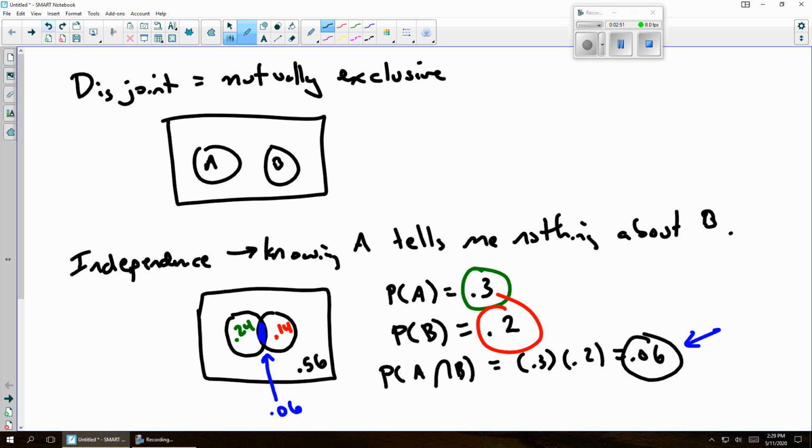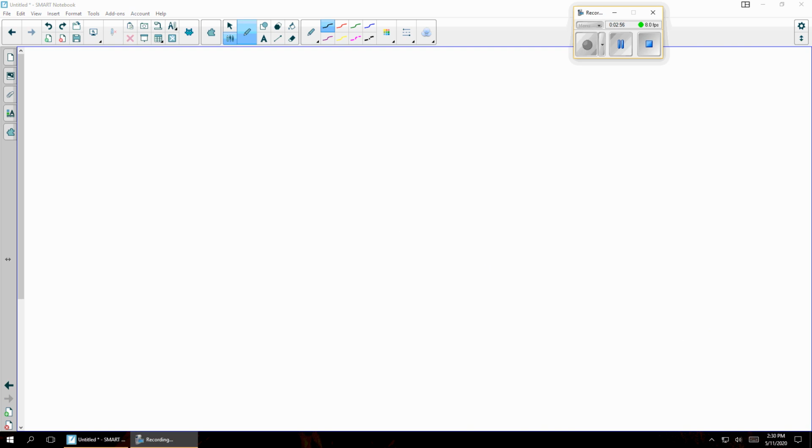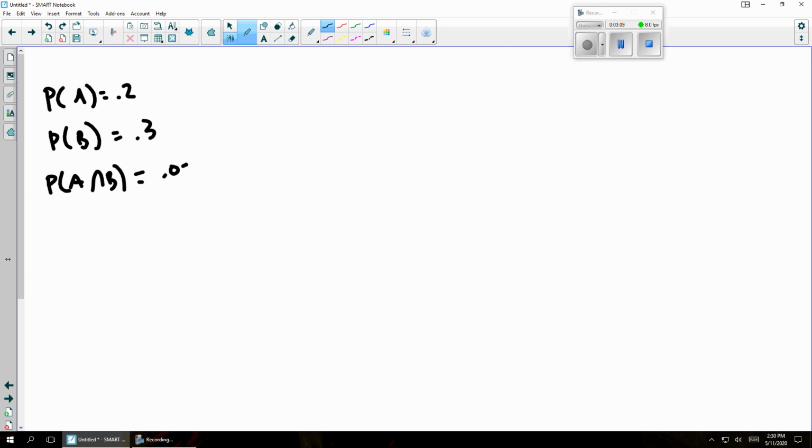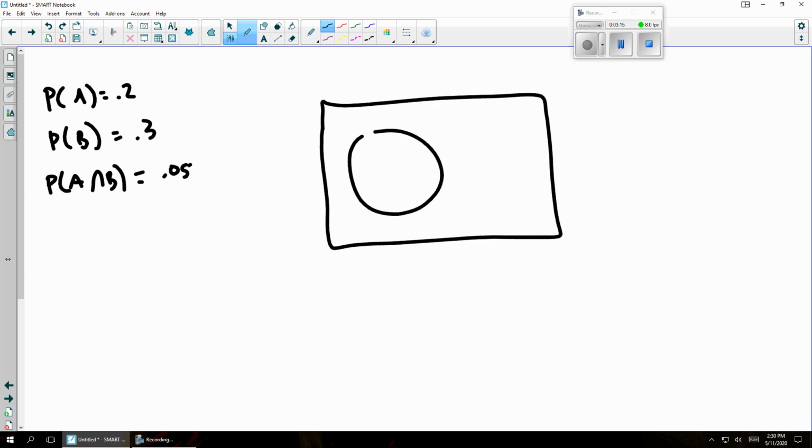Now, disjoint is a little bit different. So let me give you another example. Let's say that the probability of A is 20%, the probability of B is 30%, and the probability of A and B is 5%. So if I made a Venn diagram, the left circle is A, the right circle is B, the AND is going to be 0.05, which means this part is going to be 0.15, and this stuff on the right is going to be 0.25.